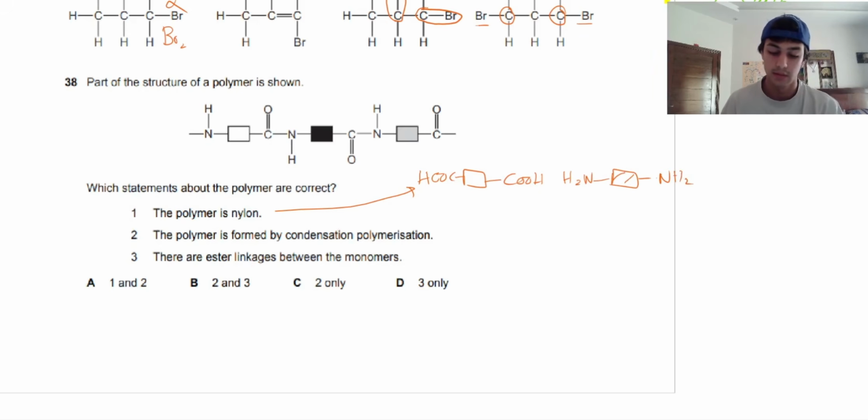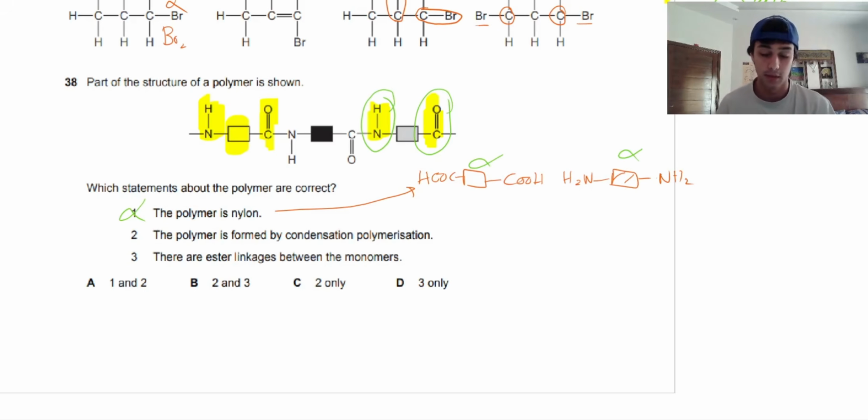So what do we see over here? We're going to see that if it is actually nylon, these monomers should have either C double bond O on either side or NH2 groups on either side, which is not true. We can see there is one NH on one side and one CO on the other, which does not match with these descriptions, so it's not one. Next, the polymer is formed by condensation. This is going to be correct.